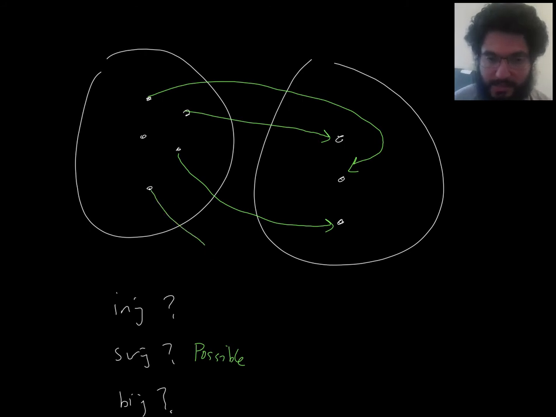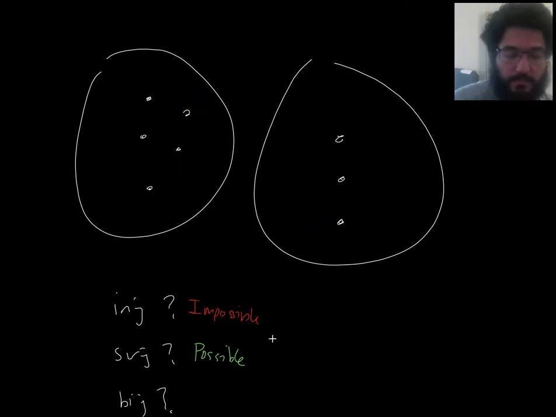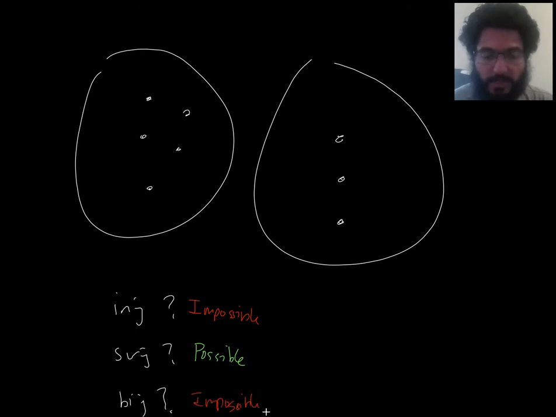I need to send this somewhere. But do you see the trouble? There's nowhere I can send it where I haven't already sent something. No matter where I send it, there's going to be some conflict that makes this not injective. So then an injection is actually impossible, which means also a bijection is impossible, since a bijection has to be at least injective.